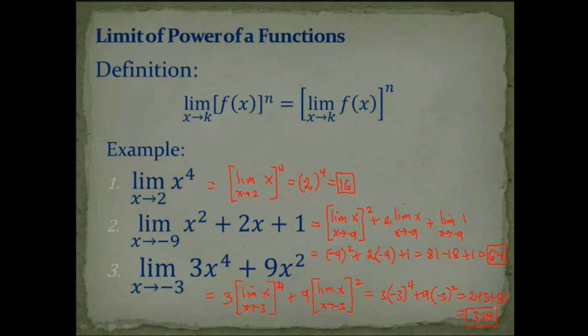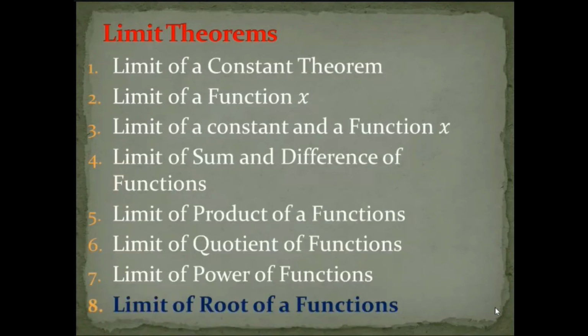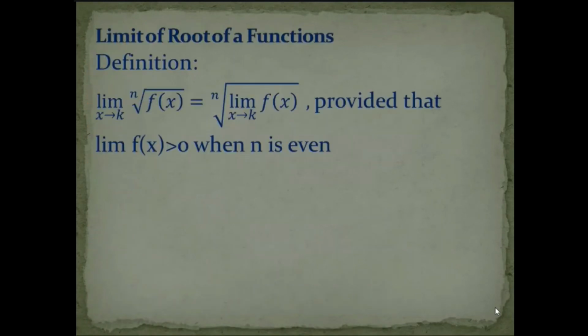So, that is yung pagkuha ng limit of power of a function. Next, last na theorem. The last theorem, limit of root of a function. Paano to gawin? O yung definition niya. So, limit of nth root of f of x as x approaches k is equal to nth root of limit of f of x as x approaches k, provided that limit of f of x must be greater than 0 when n is even. Kasi magiging imaginary number siya kung sakaling negative integers yung limit ng ating function.